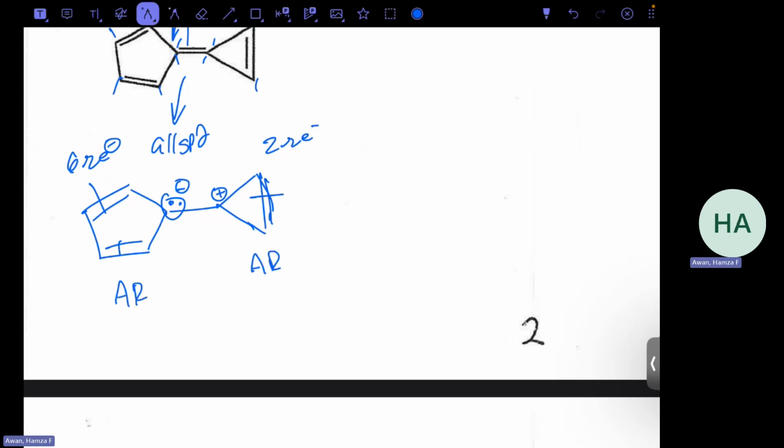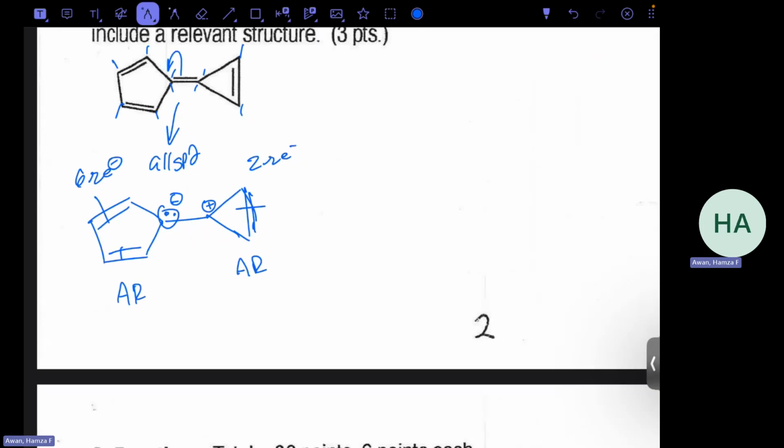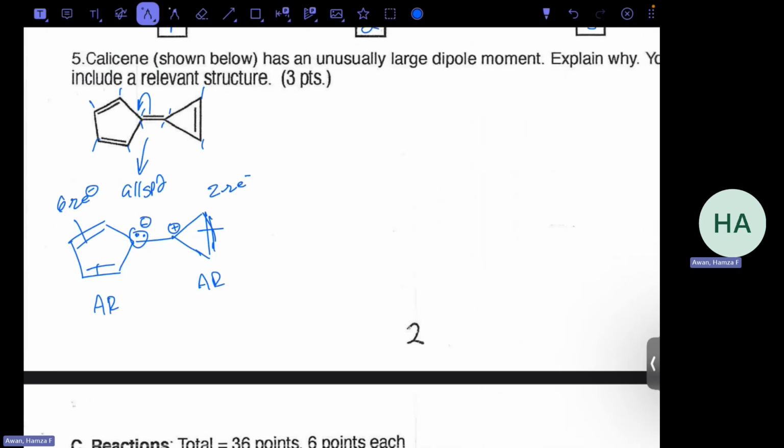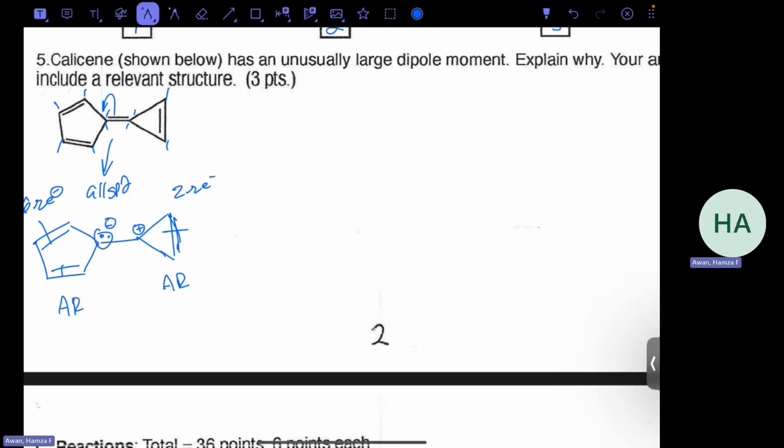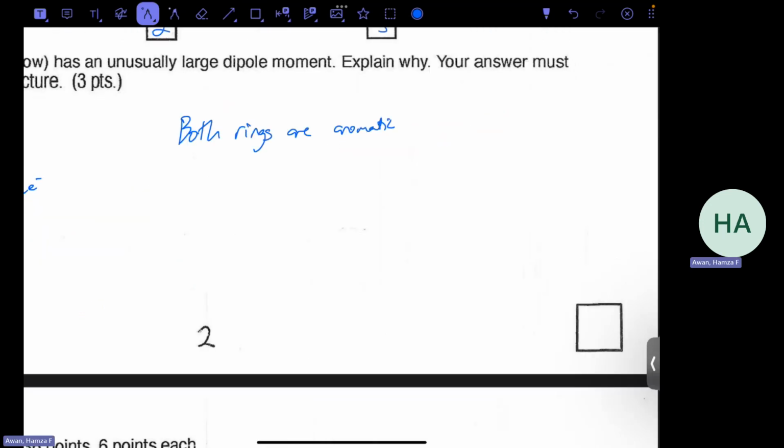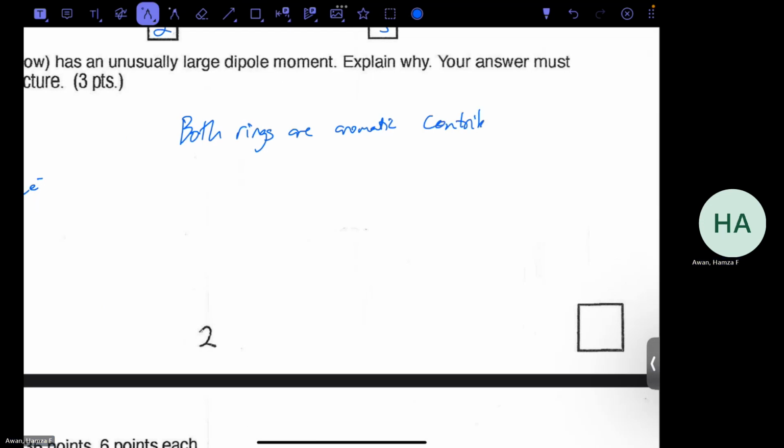They're 2 aromatic rings. And so what that means is that they're going to be very stable, which is going to cause them to have a large dipole moment. It's a little bit weird to explain, but essentially all you have to write for this kind of question is just both rings are aromatic, contributing to their stability, right? And increasing their dipole moment.